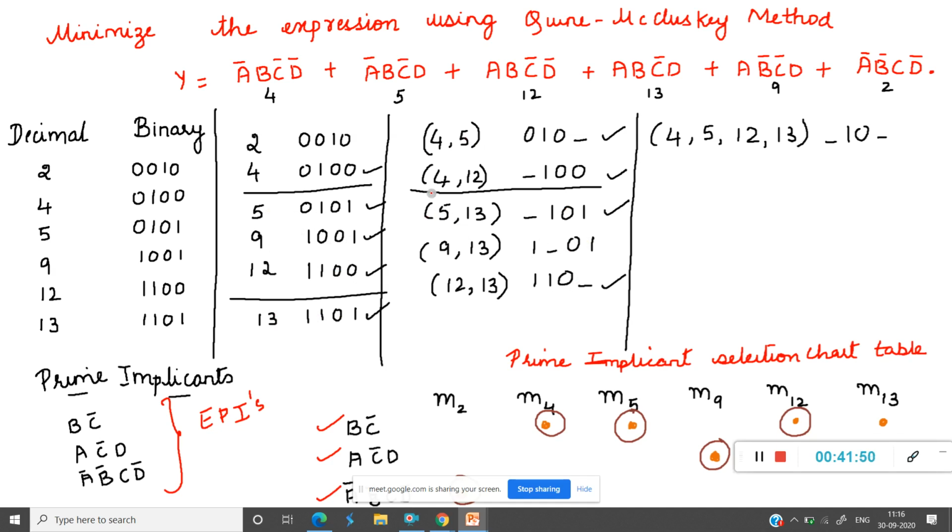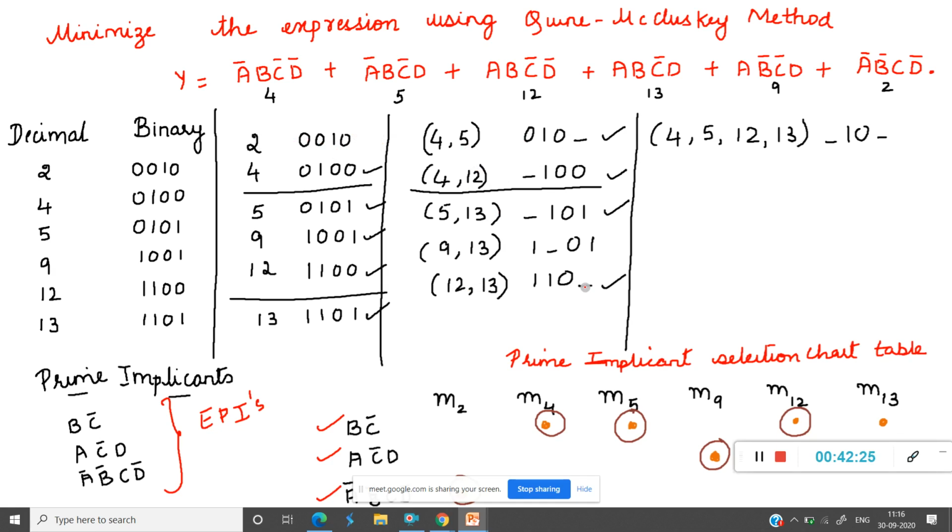So, whatever numbers are present here, students, that one you have to tick. 4 tick, 5 tick, next 12 tick, next 5 is there, 5 tick, next 9 is there, 9 tick, okay, 12, 13, 12 is ticked, 13 is ticked. 2 is not there, can you see 2 here? No, so don't tick this 2, okay, it is a prime implicant. Next, compare the first group with the second group. 4, 5 can be compared with 12, 13.